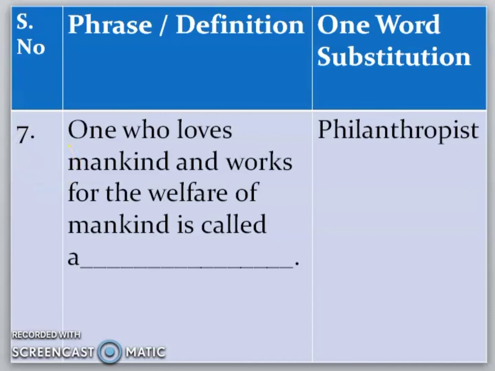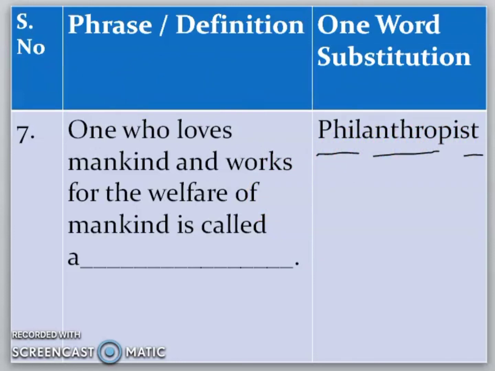Moving to the next. One who loves mankind and works for the welfare of mankind is called a dash. Such a person is called philanthropist. As usual, let me break this word down. We have a root here, phil, and we have another root, anthropo, and we have a suffix here, ist. I have discussed ist as a suffix in the previous slide, and anthropo, which means human beings. Phil here as a root means love, and ist means one who. So one who loves people is called philanthropist. Very easy if you have command over root words, prefixes, and suffixes.